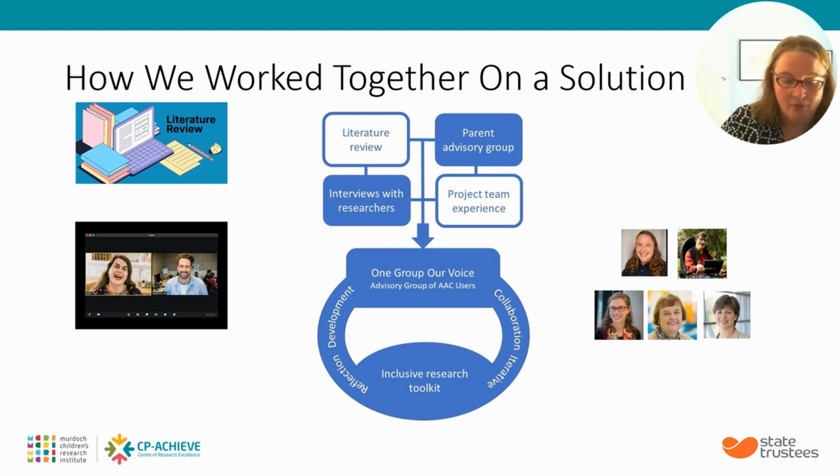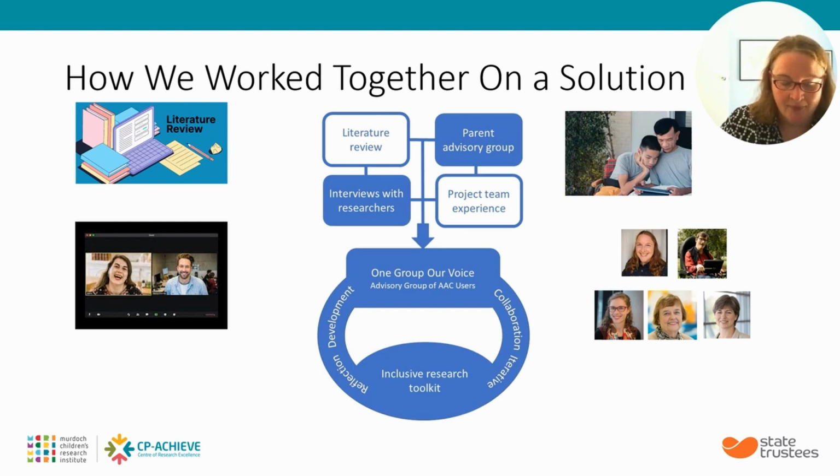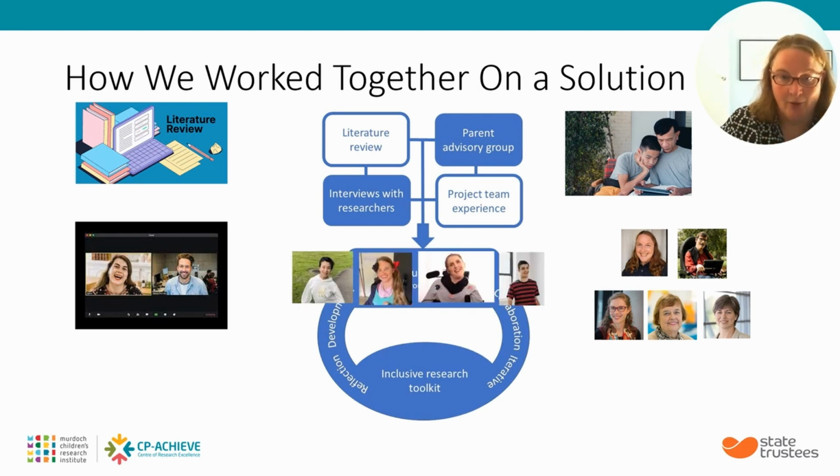And then we met with the parent advisory group. So that's all made up of parents of people with cerebral palsy. And we asked them how we can include their sons and daughters who use AAC in the research more. We put all of that together, and then we brought it to one group, Our Voice, which is Shirley, Penelope, Brody, and Brenton. And we said, here's the ideas that we've come together with. What do you think?